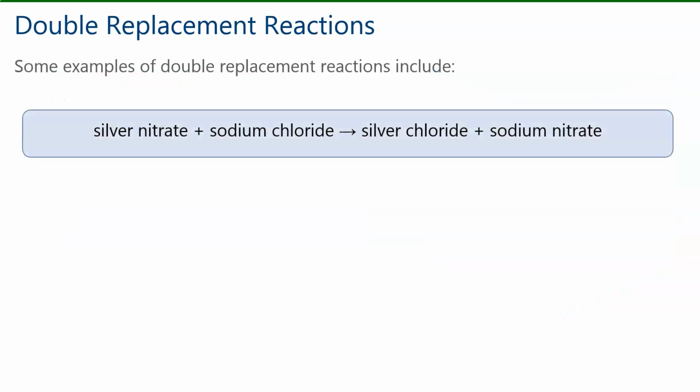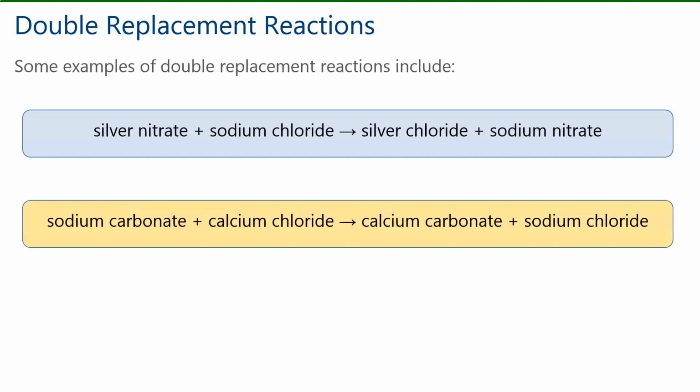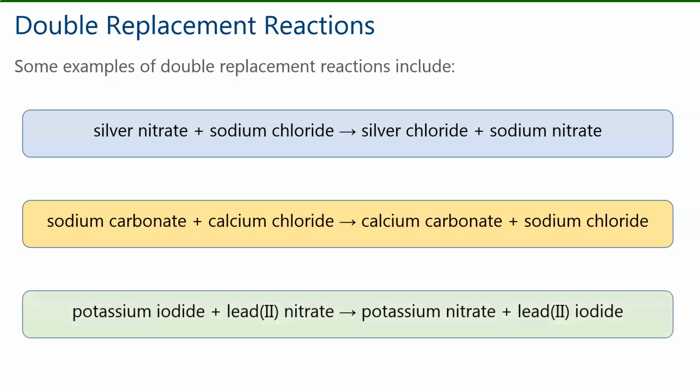Some examples of double replacement reactions include silver nitrate plus sodium chloride produces silver chloride plus sodium nitrate. So here the silver and sodium switch places, producing two new compounds. Sodium carbonate plus calcium chloride produces calcium carbonate plus sodium chloride. Here the sodium and the calcium switch places, producing two new compounds. And our last example is potassium iodide plus lead(II) nitrate produces potassium nitrate plus lead(II) iodide. So here the potassium and lead have switched places, producing two new compounds.